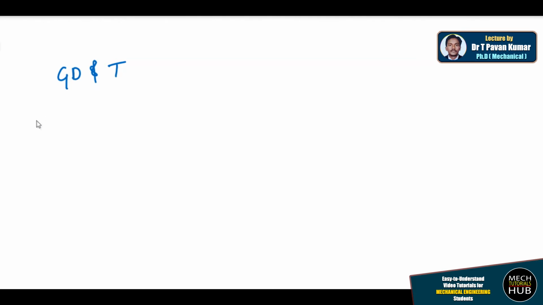let me talk about the first one, form features. Now these form features are of four different types. Number one, straightness.